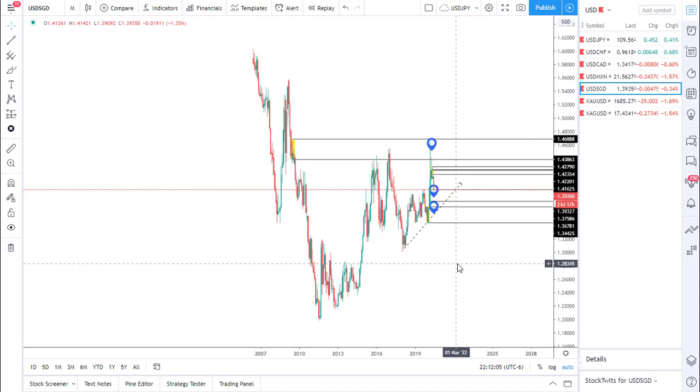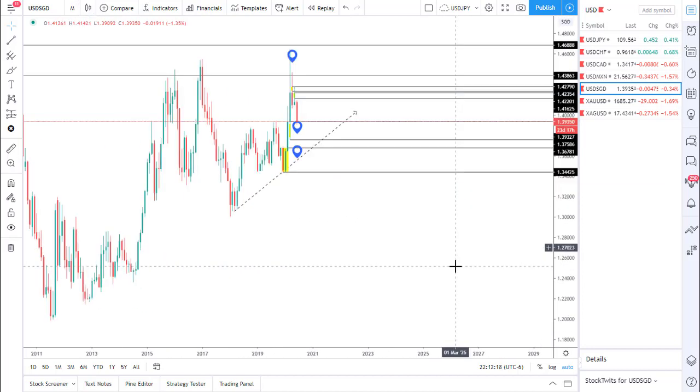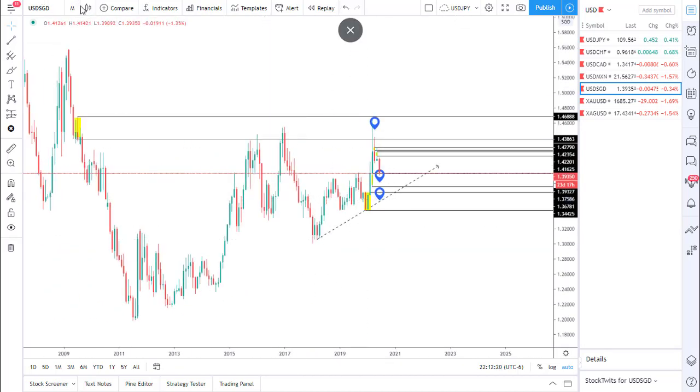Hello, what's going on? Let's get started with the weekly forecast based on supply and demand methodology. The first setup I would like to share with you is dollar Singapore, dollar SGD. First, we have on the monthly a bullish structure.